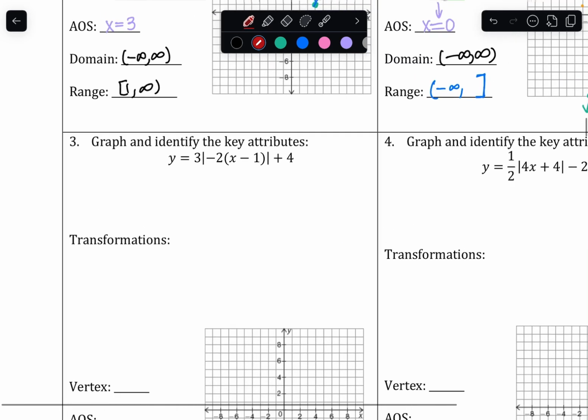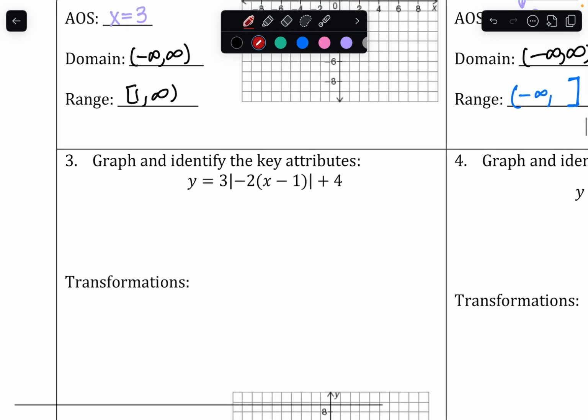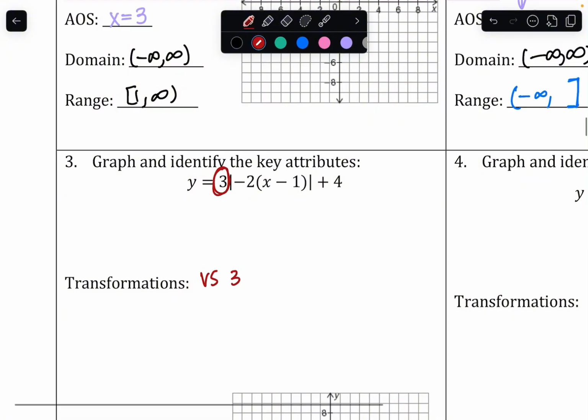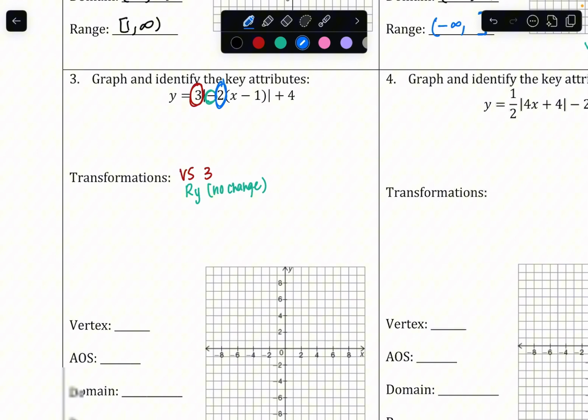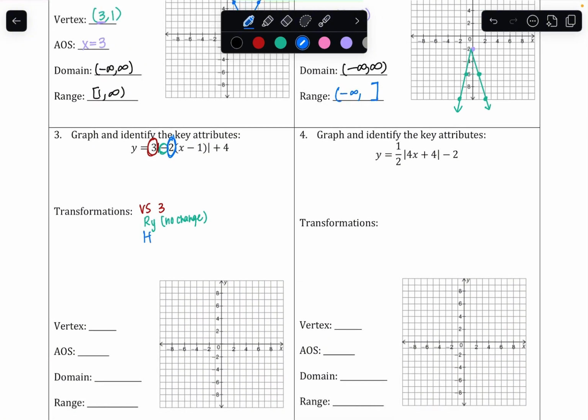Okay, next up, we've got a lot going on here. We've got multiple scale factors. This 3 is a vertical stretch by 3. And then this negative alone is a reflection across the y-axis, which doesn't result in any change to our graph. So we can ignore that. And then this 2, it's inside the bars, so we're calling it a horizontal compression by 1/2.